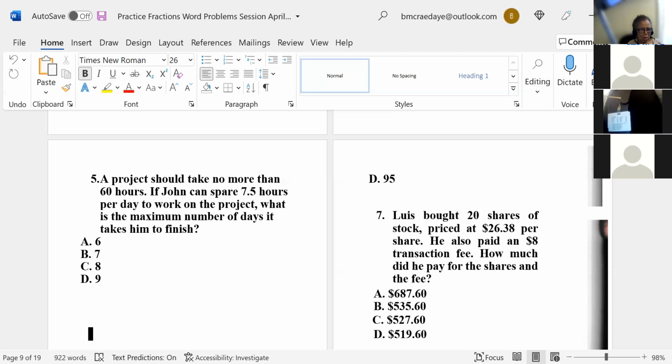You're looking for the maximum number of days it takes John to finish this project that should take no more than 60 hours at the rate of working 7.5 hours per day. So Maureen, how would you find the maximum number of days? By multiplying. Why would you multiply? I don't know. I don't have a clue, but I think it was multiply.